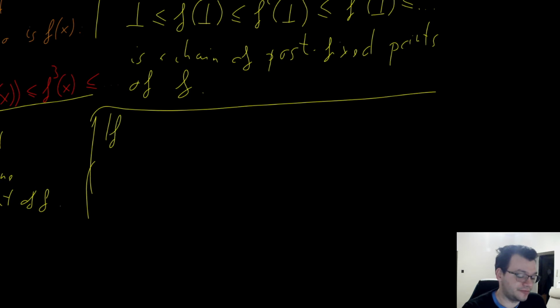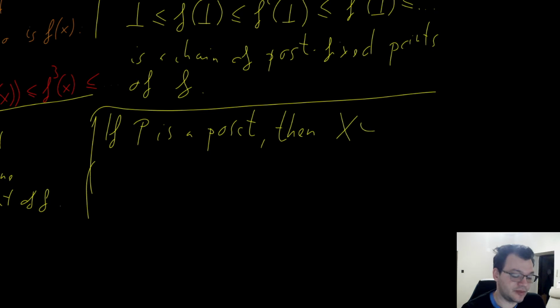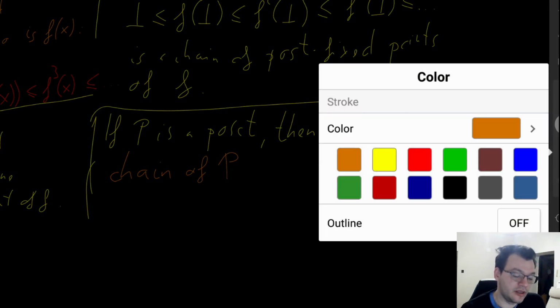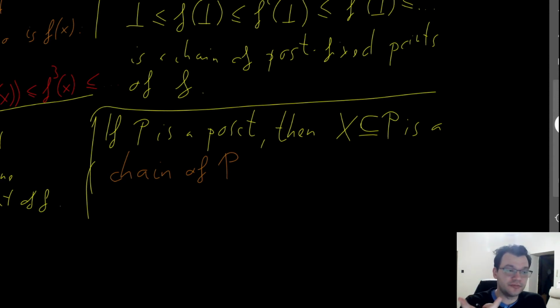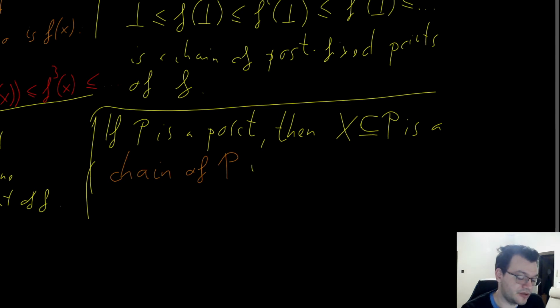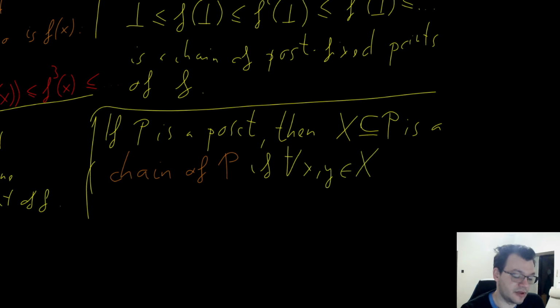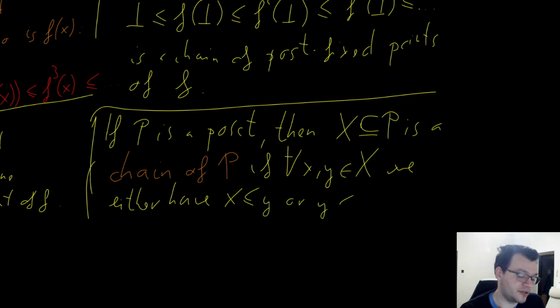So if P is a poset, then a subset X of P is defined to be a chain of P if each pair of the elements is comparable. So if for any pair x, y we have either x smaller than y or y smaller than x.